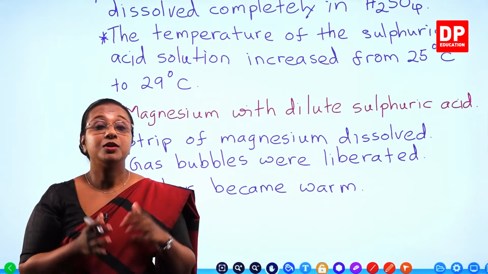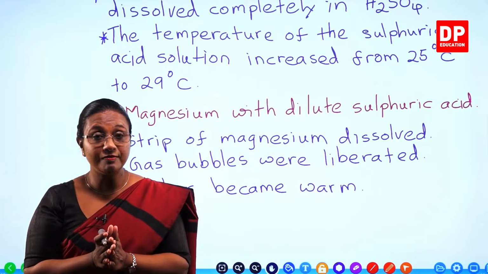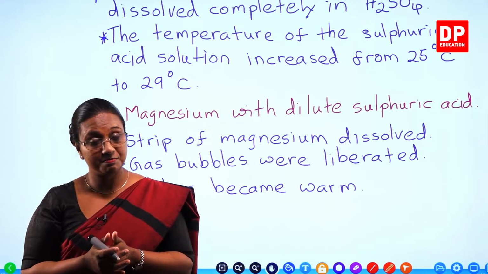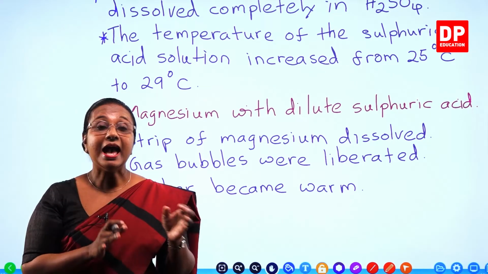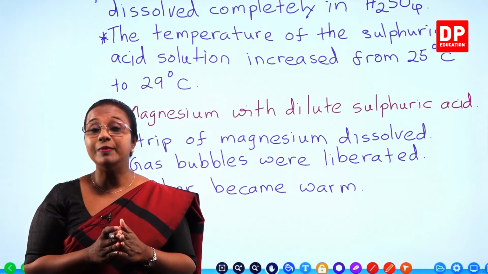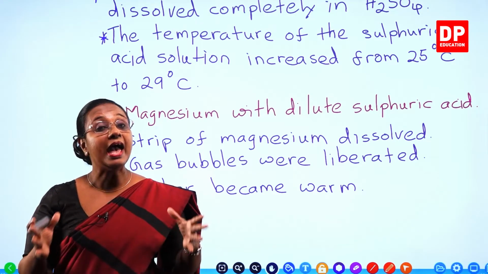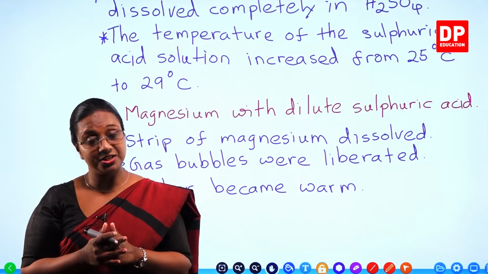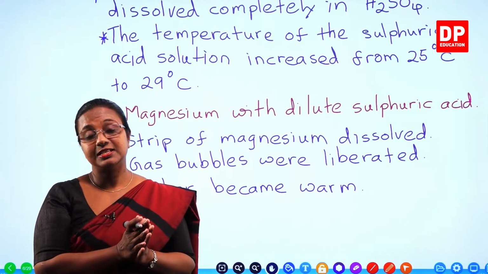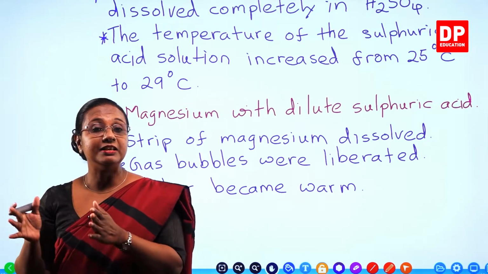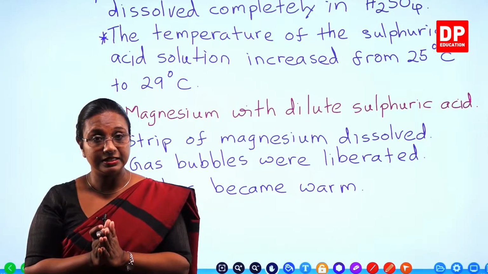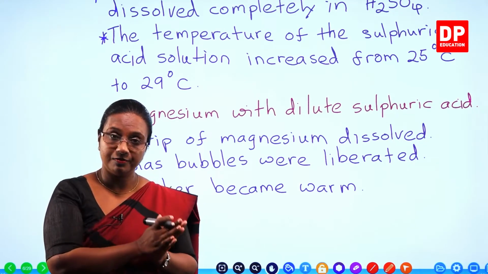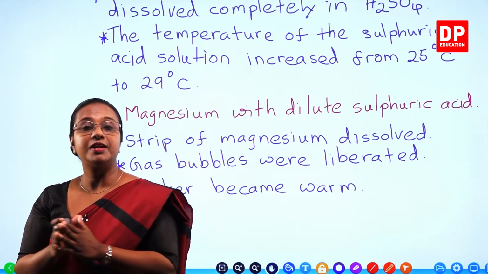In the third step, you were able to see the magnesium strip dissolving and completely dissolving off. So again, we cannot get the magnesium strip back, even on cooling. At the same time, you were able to see the evolving or liberation of gas bubbles and the beaker becoming warm. So in all these three changes, initially we had certain type of matter and finally we got different types of matter. So there was a change from one type of matter to different types of matter.